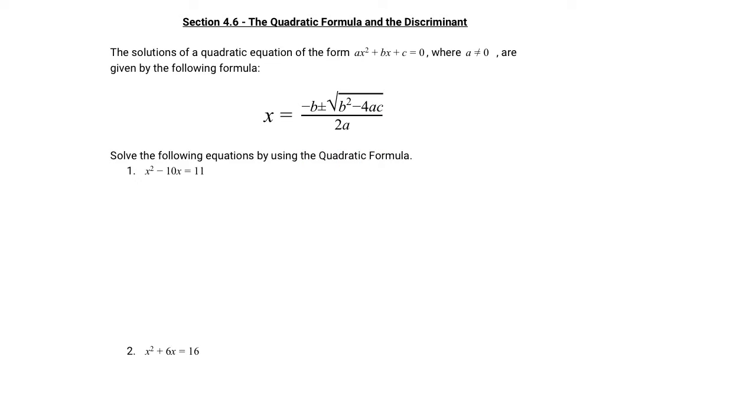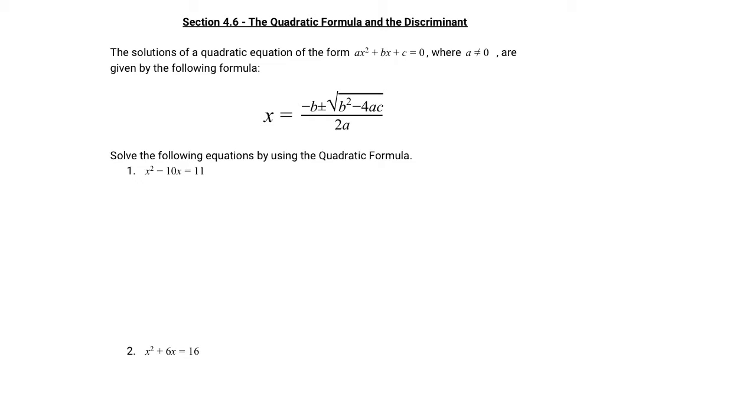It has a little song. Let me sing it for you. X equals negative b plus or minus the square root of b squared minus 4ac all over 2a. Ta-da! You're never going to forget. You're welcome. Let's get into it.